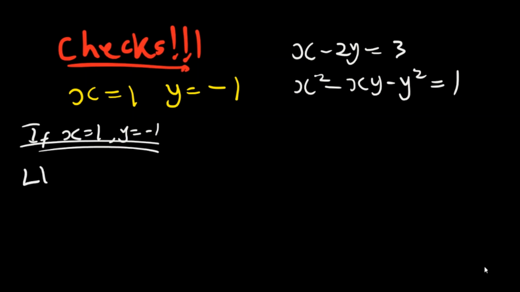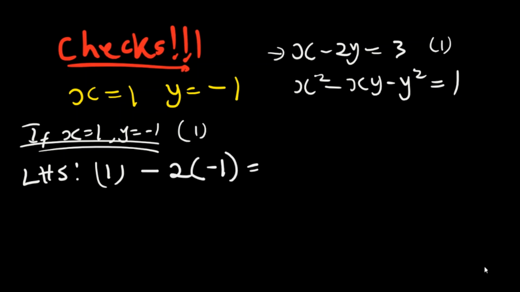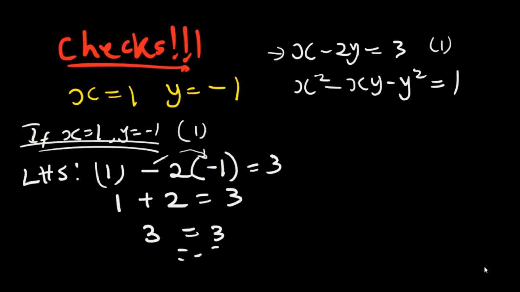the left hand side is this one here, starting with the equation. So I'm going to start with equation 1. Where there's x, I'm going to put 1, and then minus 2, where there's y, I'm going to put negative 1, so it's equals to 3. So here you're going to have 1, and then this negative will multiply the negative inside, so you're going to have plus 2 is equals to 3, and then the left hand side is 3 is equals to 3. So this is okay. But you don't have to end here. You need to test the other equation, because sometimes you can get it right on the first equation, but the second equation doesn't give you the correct values. So you need to also test for that.